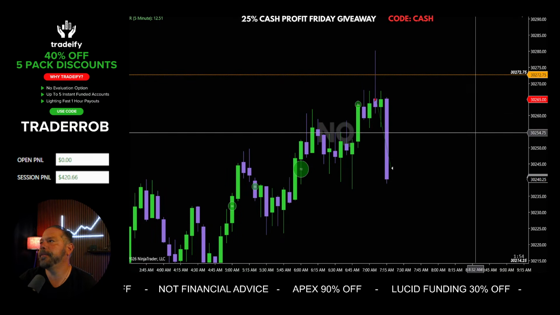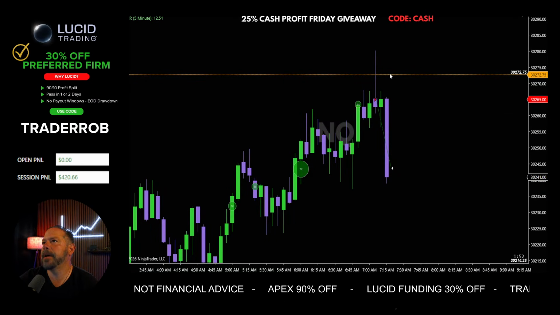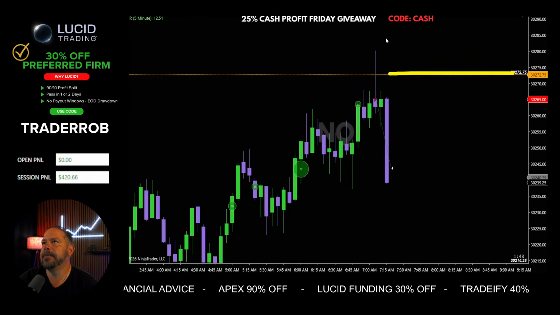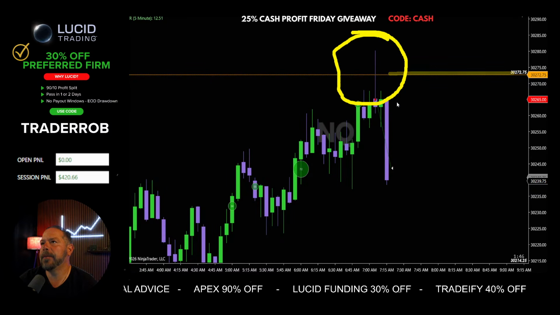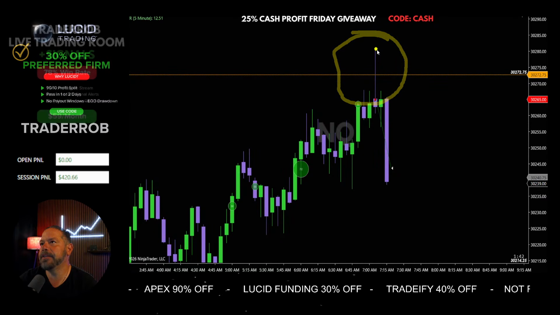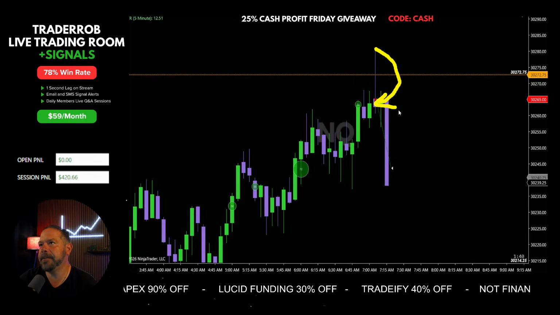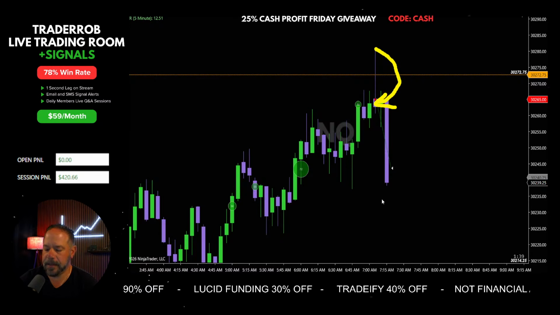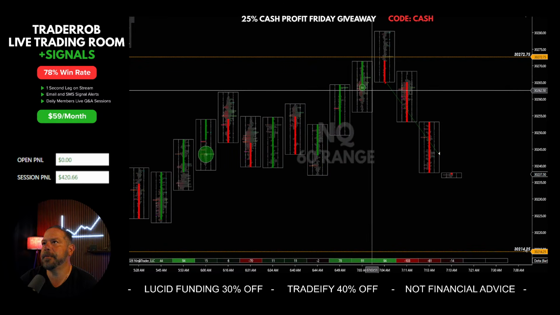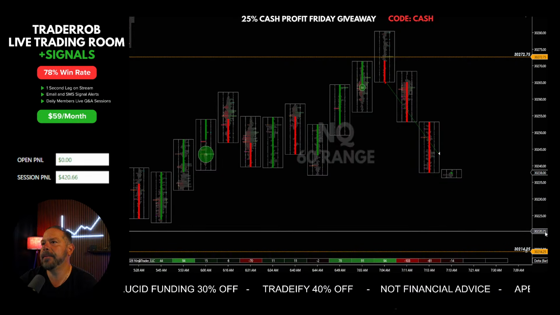And again, pretty simple setup here. Prior day high sitting right here at the 30,272. Pretty much what I'm looking for is, well, you obviously saw it, really nice rejection candle right here. I wasn't even looking at the candlesticks at that point. The only thing I was looking at was my footprint chart. Pretty simple to spot.